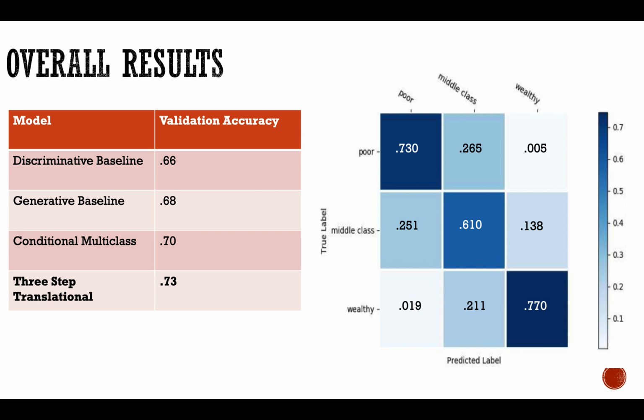The 3-step translation model produced the best overall accuracy. As you can see from the confusion matrix, also as we expected, most of the errors come from predicting consecutive classes. We have very few errors that mistake poor for wealthy or wealthy for poor.